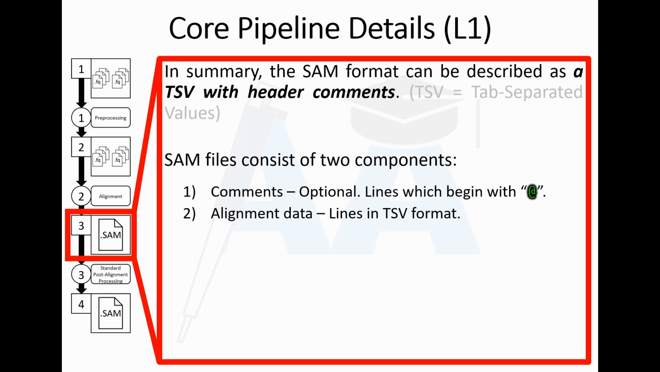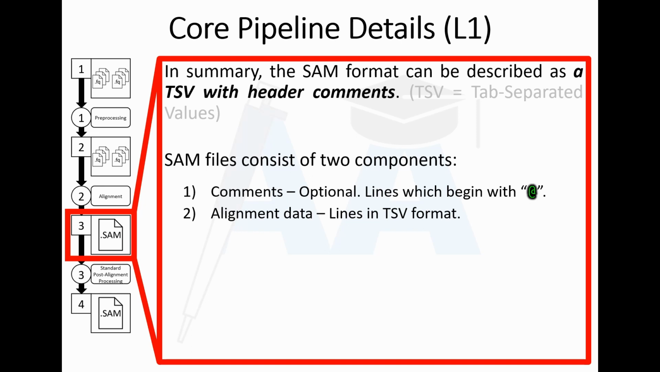The comments section consists of lines which begin with an @ symbol and are typically used to record metadata such as the details of the alignment procedure, which was used to derive the alignment data. The data table contains the alignment data itself in a TSV format.